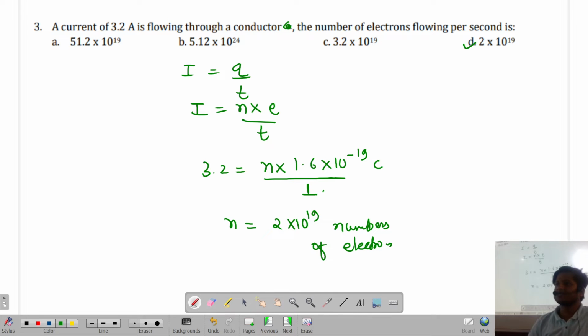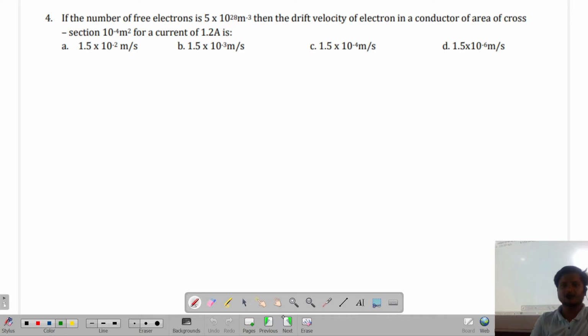Everyone, how many guys have done correct? Good. It's increasing. Can I move to next question? Question number 4. Solve this question. What happened?